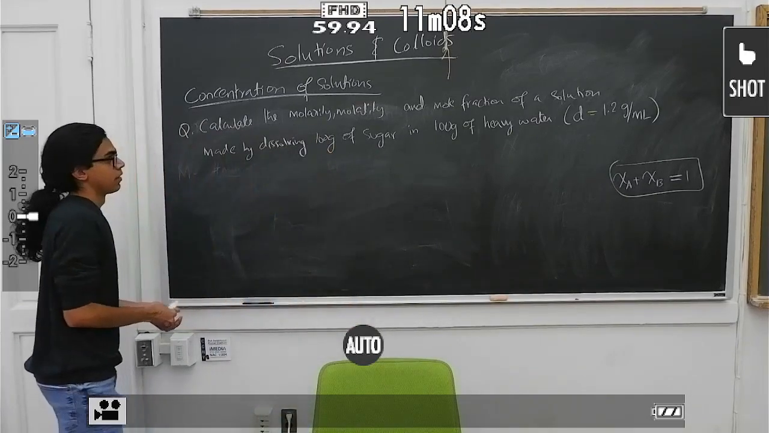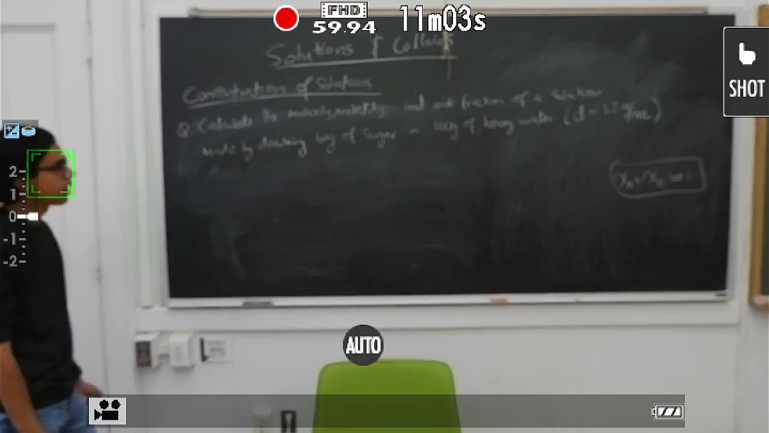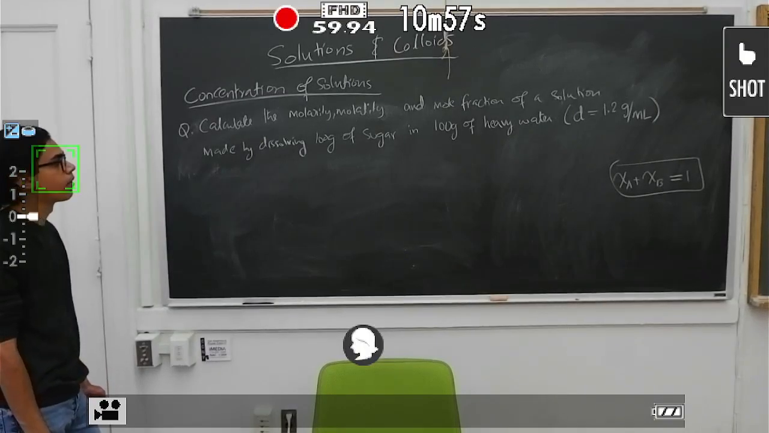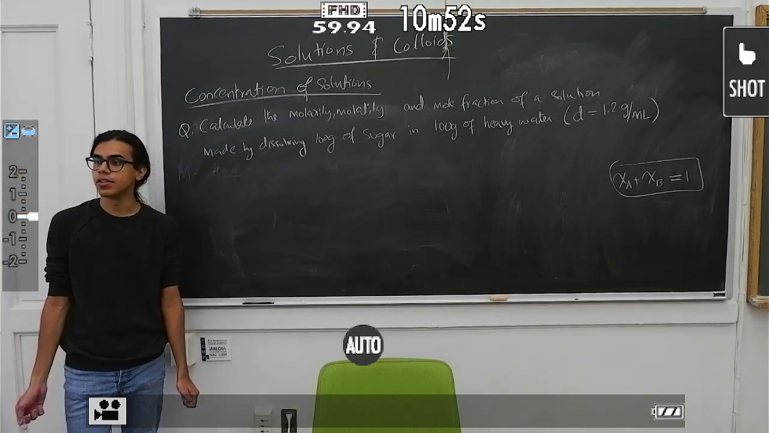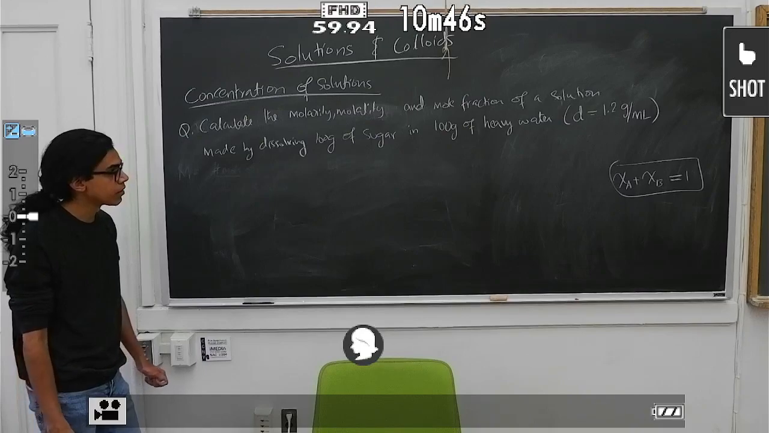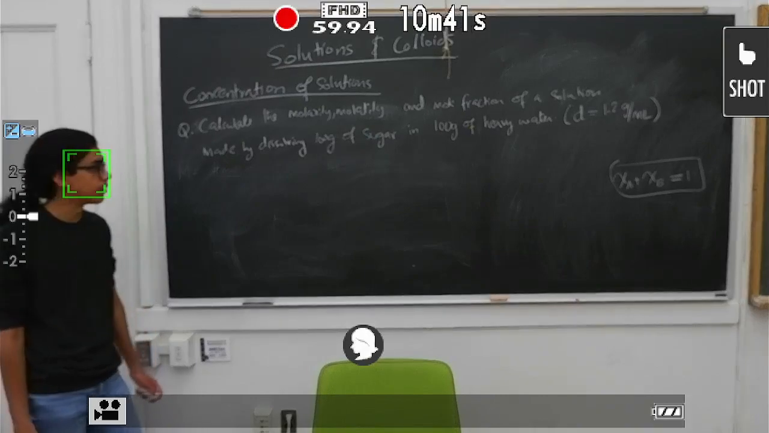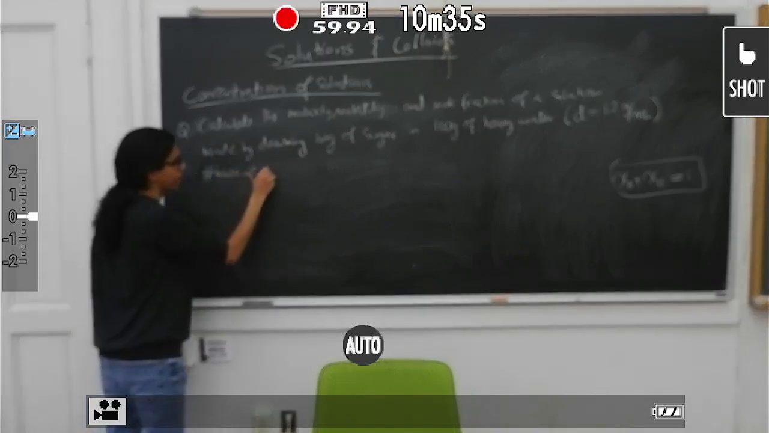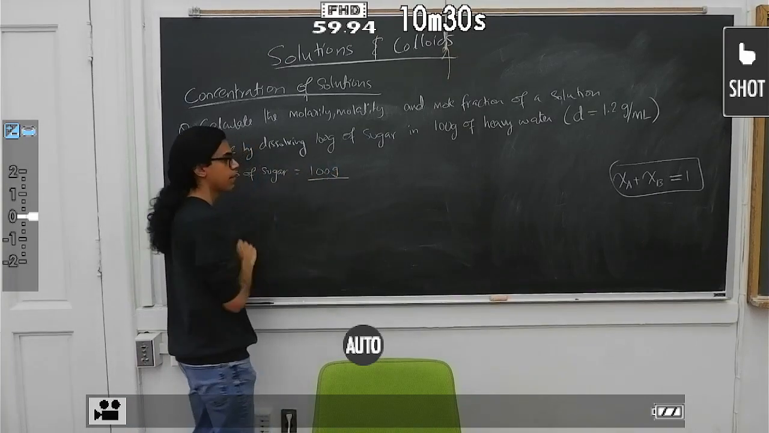Great. Okay. Yeah, that's all you have. Calculate the molality and mole fraction of the solution, and so on. Great. Identify the solute here. Sugar, good. And the solvent would be heavy water. So first thing, let's calculate the number of moles of sugar. It's going to be 100 grams divided by its molar mass.